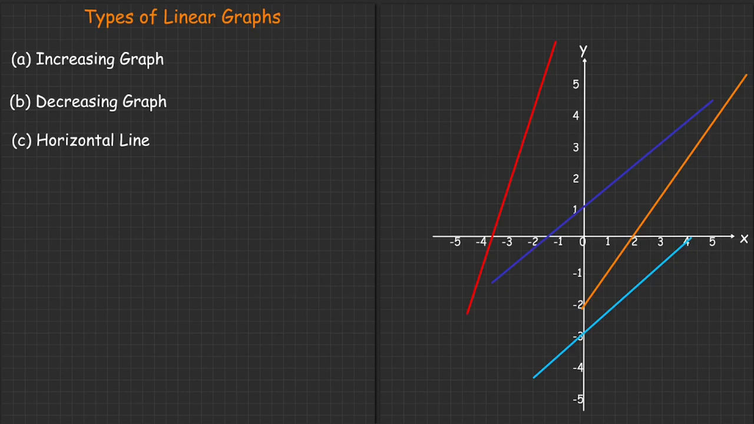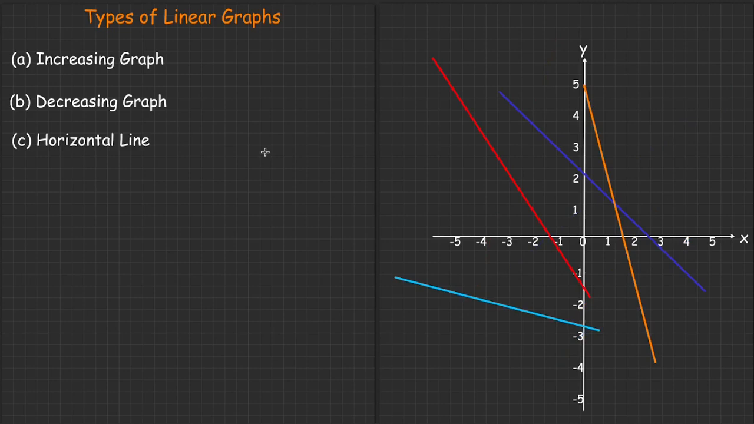Talking of decreasing graphs, the only different thing about the decreasing graph is that the lines slope downwards from the left hand side to the right hand side. So as you can see, the lines are sloping downwards. In the course of time as well, if you learn gradients, you realize that decreasing graphs are those with negative gradients. Their gradients are what? Negative. Now you also say as x increases, the value of y also decreases.